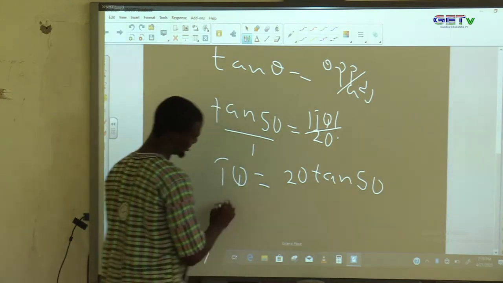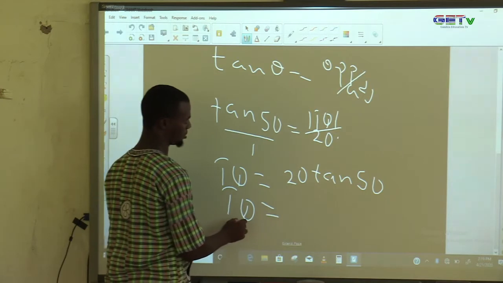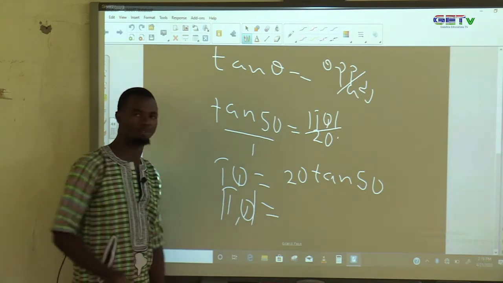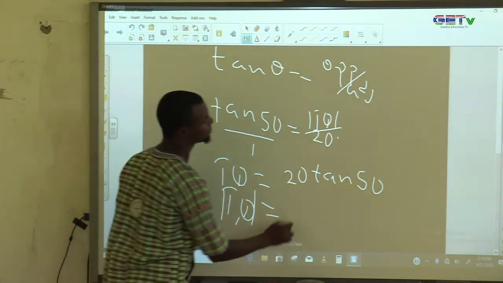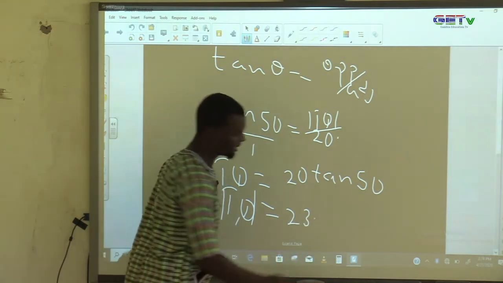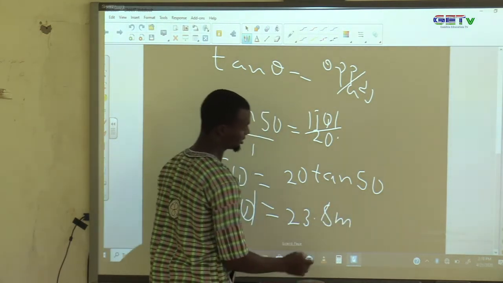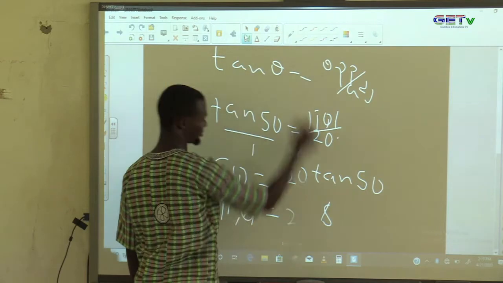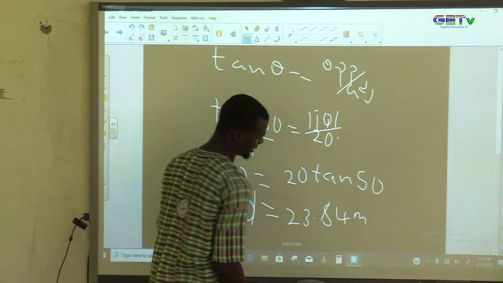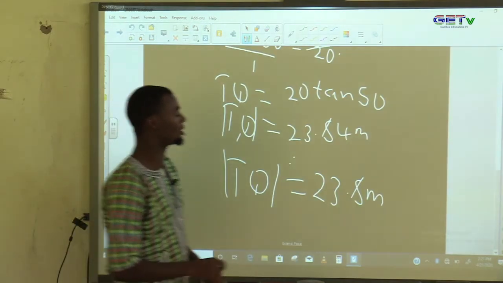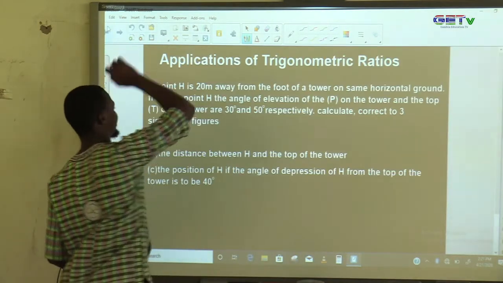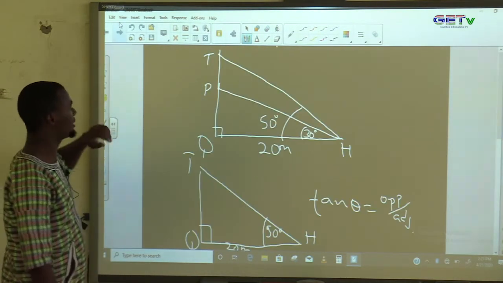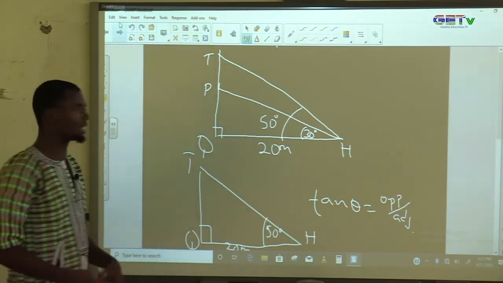How much is that? If you press your calculator, the side TQ will be equal to 23.84 meters. What did the question ask us to find? The question asks you to find PT. So we just found TQ. TQ is the whole distance there.